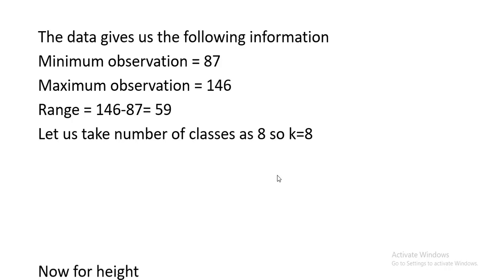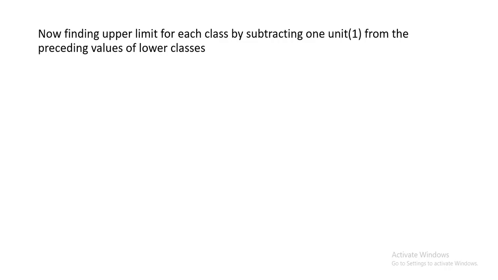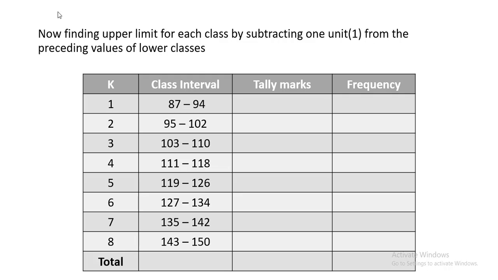So as you know, when data is given in whole numbers, we subtract 1 unit from the preceding values of lower class to find out the upper limit of the classes. Now how it is done, let's see.